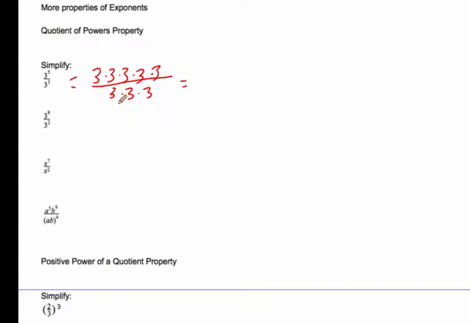Well, what's 3 divided by 3? 1. What's 3 divided by 3? 1. What's 3 divided by 3? 1. So what do I end up with? I end up with 3 times 3, which is the same as 3 squared. Oops, not 2. 3 times 3. Okay, so I end up with 3 squared here.